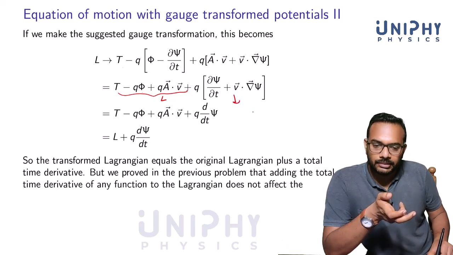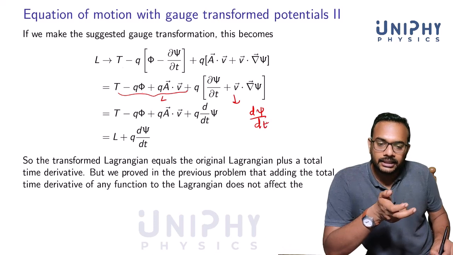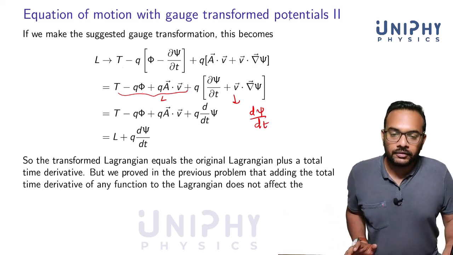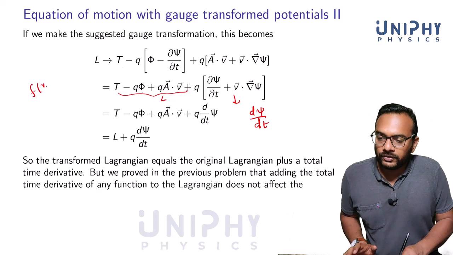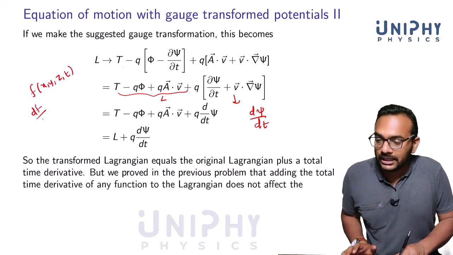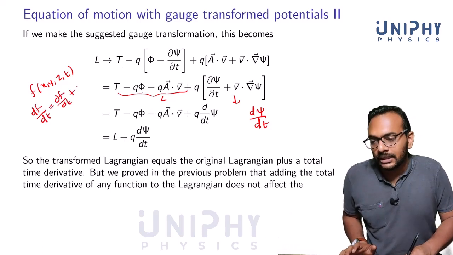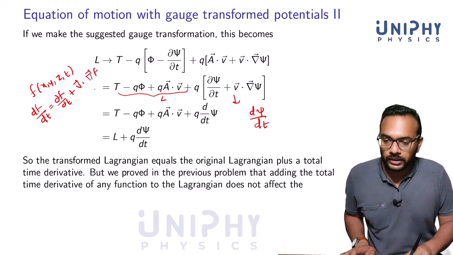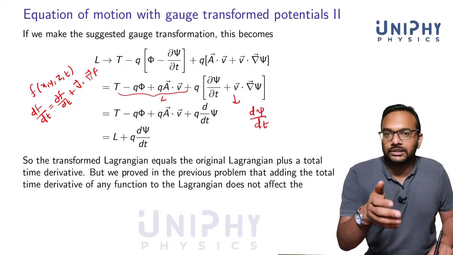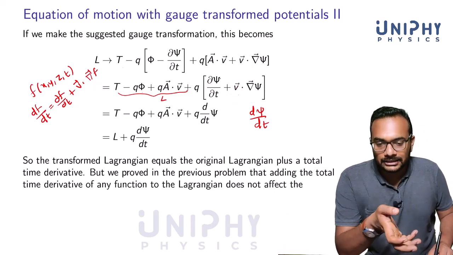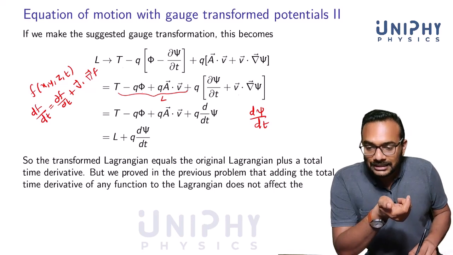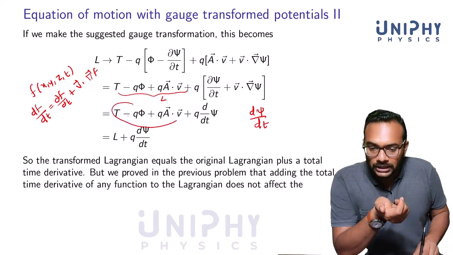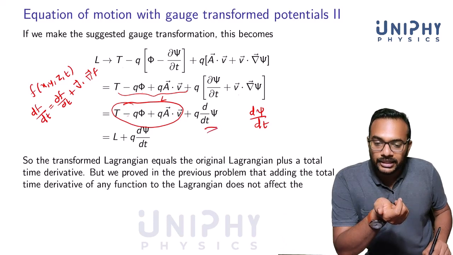This is actually dψ/dt. Am I right? This is actually dψ/dt. We just explained it some time ago. If you have some function f of x, y, z and t, you can write df/dt always in this form: ∂f/∂t plus v vector dot ∇f. That's exactly what we have here. You can convince yourself again by expanding it, and this is actually a total time derivative. You see that the Lagrangian changes only by a total derivative. This is the old Lagrangian, and the change is by a total derivative.